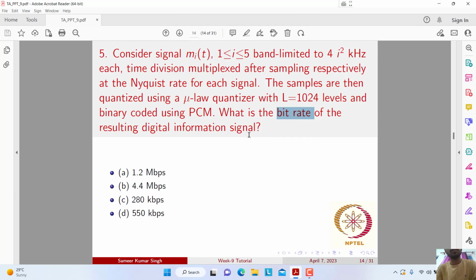So use the concept of bit rate. Try to find the value of the bit rate. Okay, so just try this.